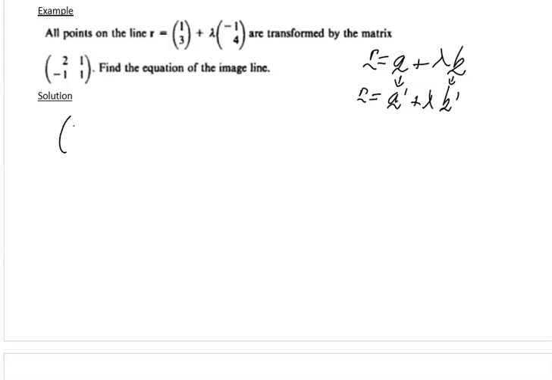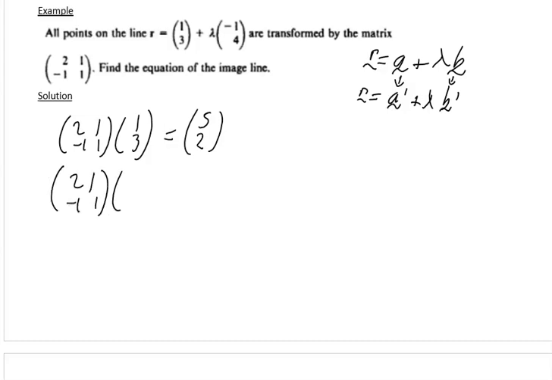So all we're going to do here is do 2, 1 minus 1, 1 to your a, which is 1, 3. And if you do that out, first row, first column, so that's going to be 2 times 1 plus 1 times 3, that's going to be 5. And then second row, first column, it's going to be minus 1 times 1 is minus 1 plus the 3 is going to be 2. And then same idea, we're going to do our 2, 1 minus 1, 1 to minus 1, 4. So first row, first column, that's going to be 2 times minus 1 plus 4, so that's minus 2 plus 4 is going to be 2. And minus 1 times minus 1 is 1, plus another 4 is going to be 5.